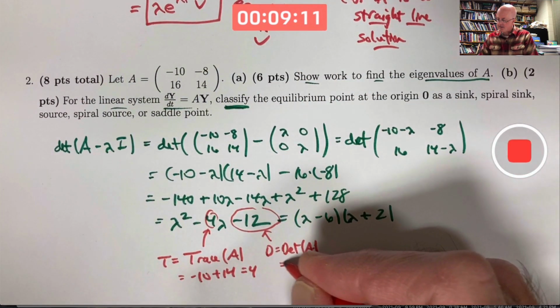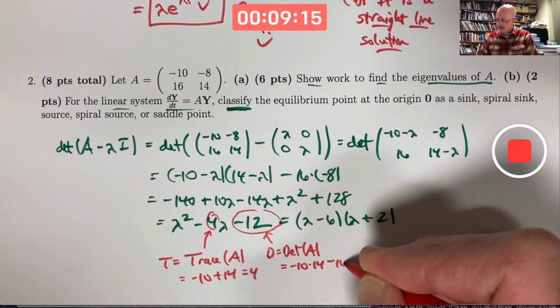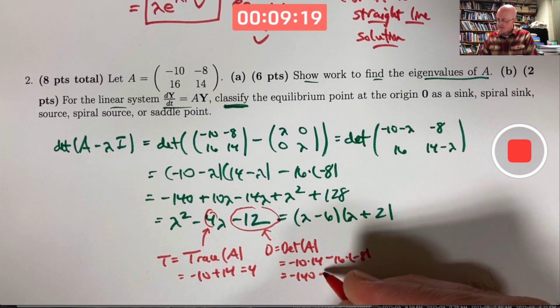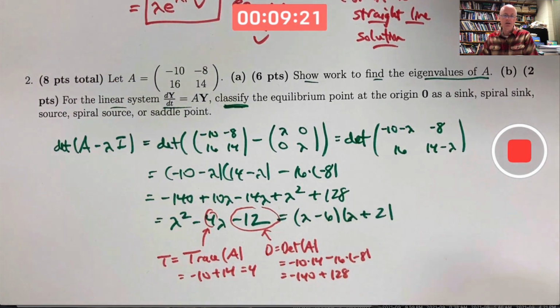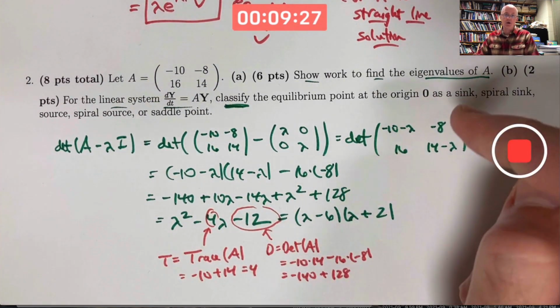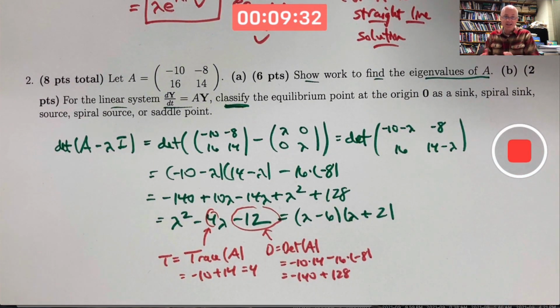-10 times 14 minus 16 times -8. That's -140 plus 128. That is -12. If you know those two facts, you can just jump to this characteristic polynomial without bothering to do all this stuff, okay? You should be able to do it this way, but if I don't ask you to do it that way, you could just jump right to the characteristic polynomial.